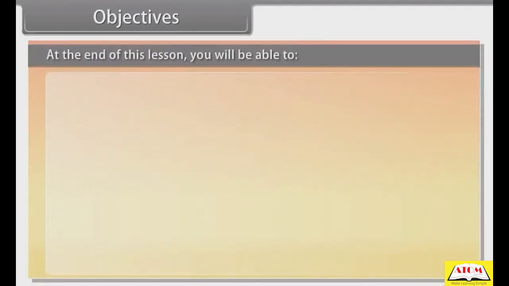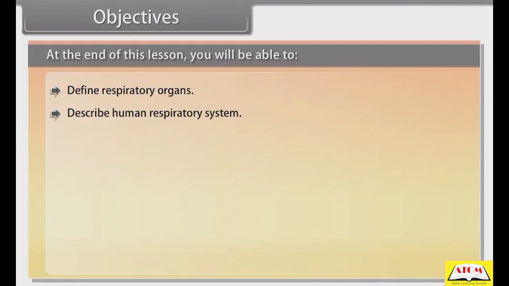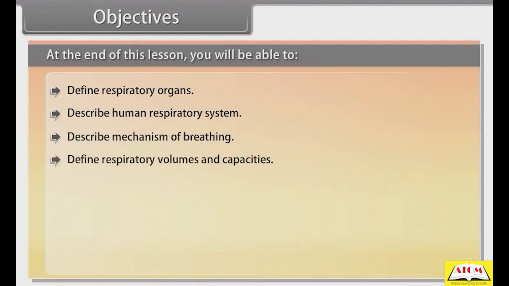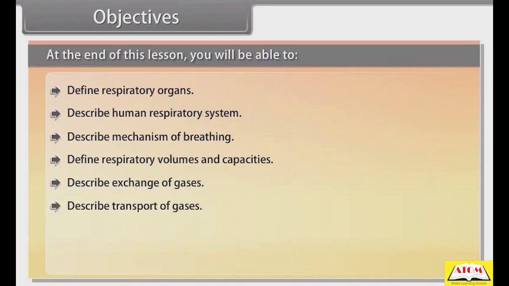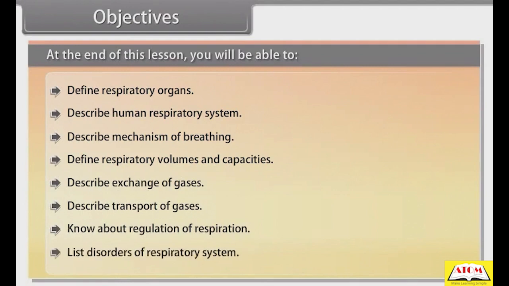Objectives. At the end of this lesson, you will be able to define respiratory organs, describe human respiratory system, describe mechanism of breathing, define respiratory volumes and capacities, describe exchange of gases, describe transport of gases, know about regulation of respiration, list disorders of respiratory system.